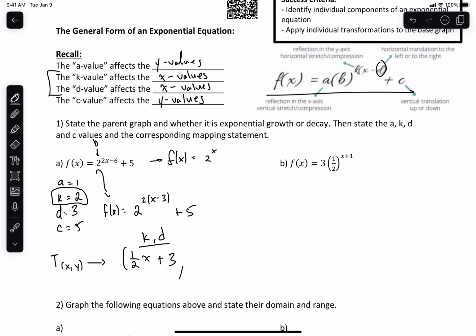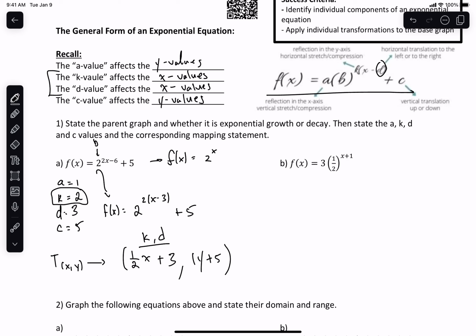Okay, what about the y values? How are the y values changing? Is there any vertical stretch or compression with this one, Gabe? Nope. So we're just going to get a solid y and there's no component in front except 1 because the a value is 1. And what happens to the graph vertically? Is it moving up or down? Up. Everyone agree? And it's going up by how much? 5. Up by 5. So there's your mapping statement.